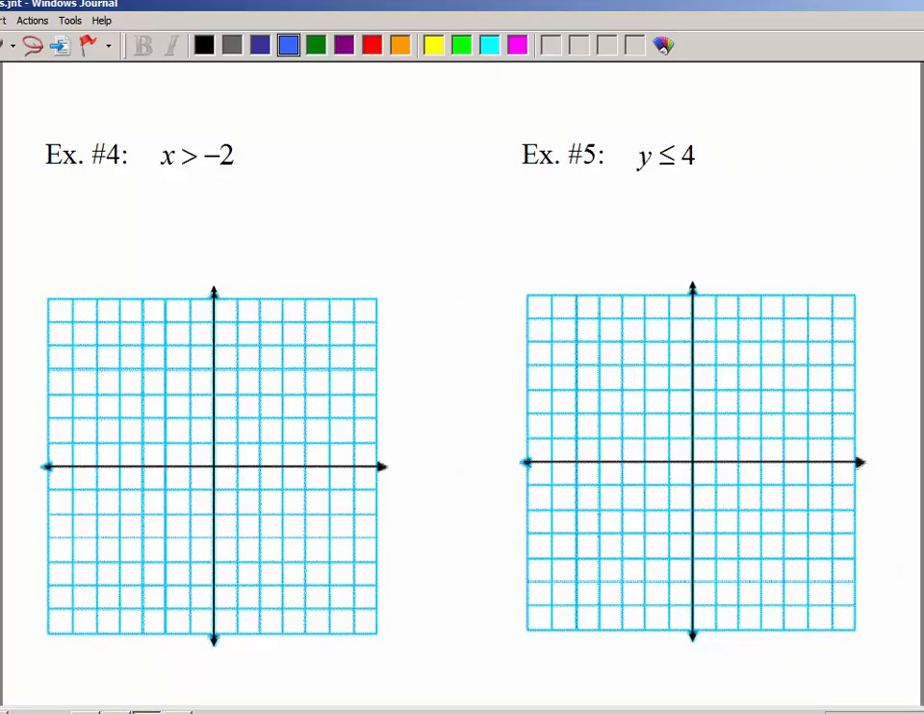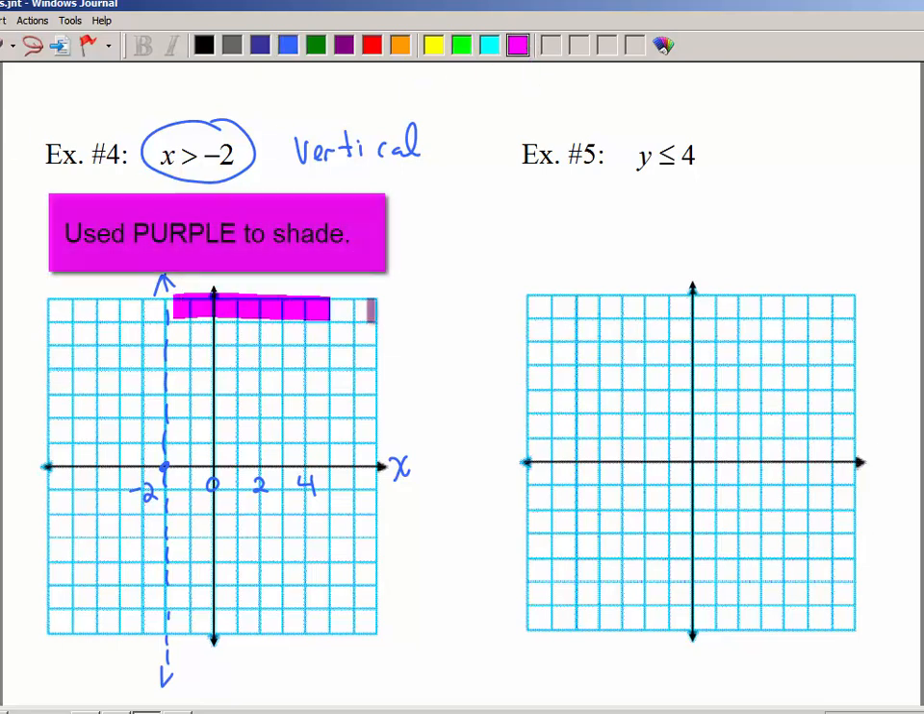Let's look at these last two problems. These should be easy if you've done your memory work. If you only have an x, what kind of line is that? That's vertical. So we have on the x-axis negative 2. It's going to be a dashed or dotted line. We want x to be greater than. Well, here's negative 2. Where's greater than negative 2? Well, over here on this side. So we're going to shade to the right.